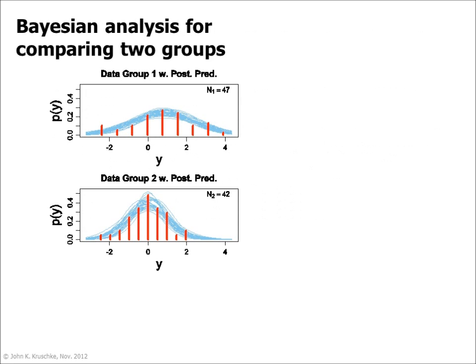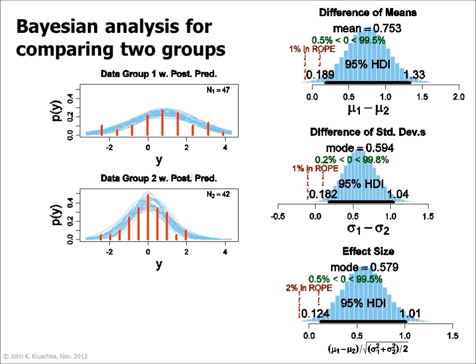Here is a realistic example of Bayesian analysis for comparing two groups. The data are shown by these red histograms. As shown here, Bayesian analysis produces a complete posterior distribution of credible parameter values, including the difference of means, the difference of standard deviations, and the effect size. The distributions indicate the probability density or credibility of all possible parameter values given the single fixed data set.